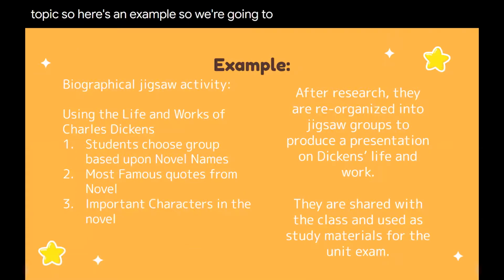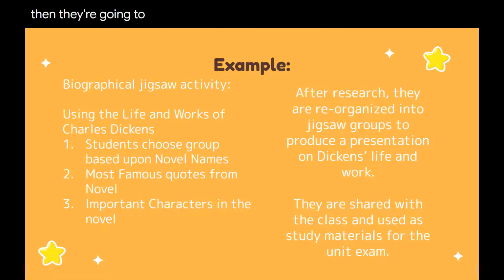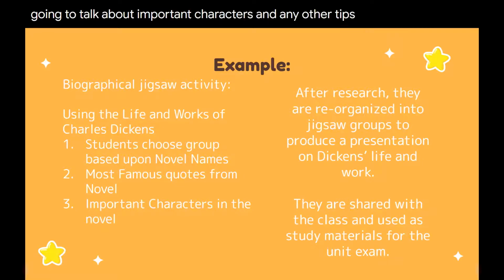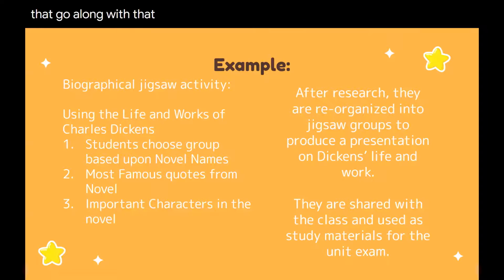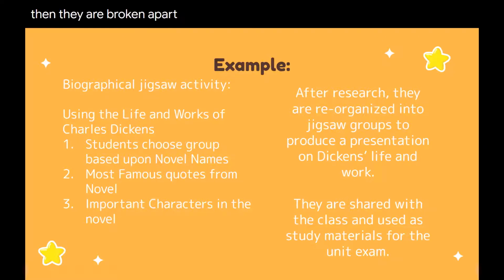We're going to use the Life and Works of Charles Dickens. The students are going to choose a group based on novel names. Then they're going to talk about and find famous quotes from the novel. They're going to talk about important characters and any other tips that go along with that. Then after they've researched it together in that group, they are broken apart and put into a new group.